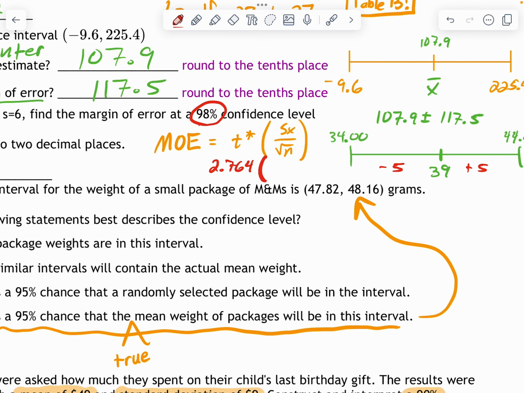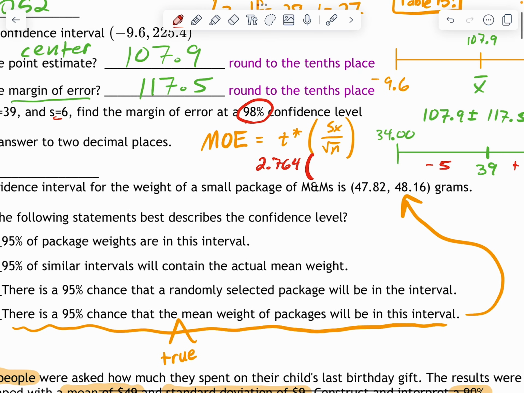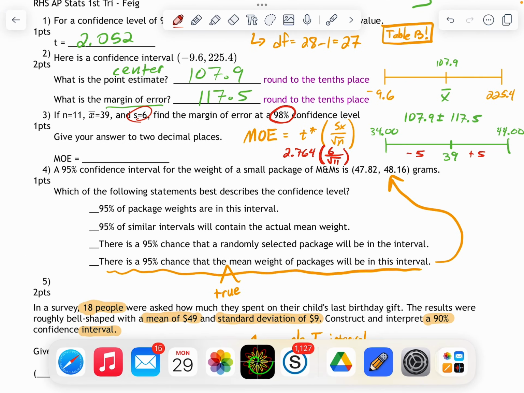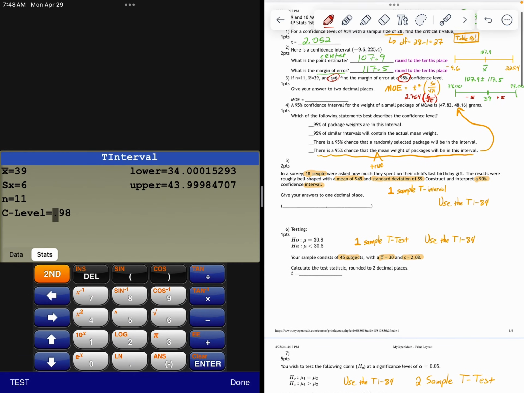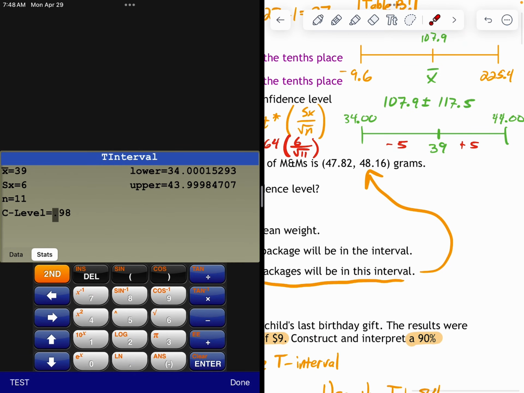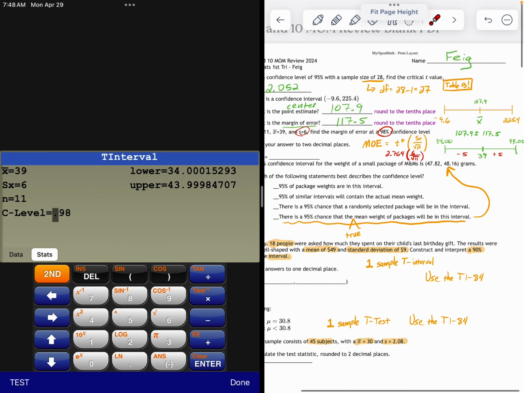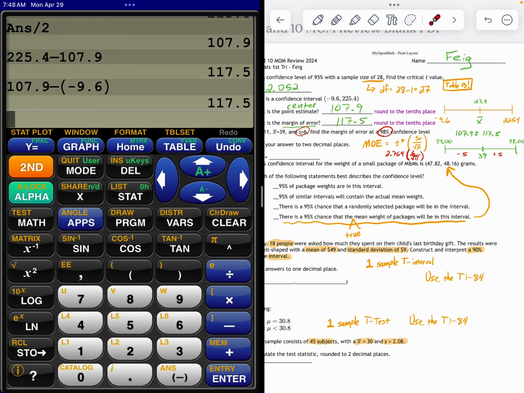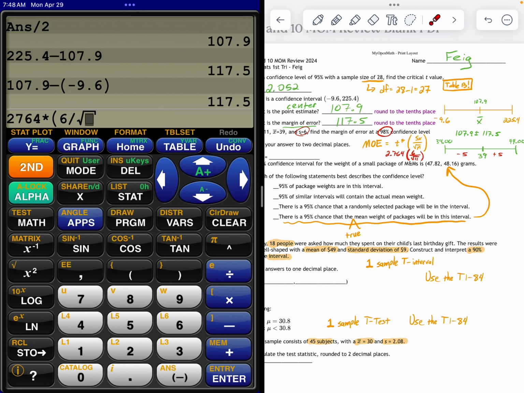My s sub x is 6, and my square root number will be 11. Let's just see, this should work out to be about 5, because that's what I got right here by creating the interval first. So 2.764 times 6 divided by the square root of 11.